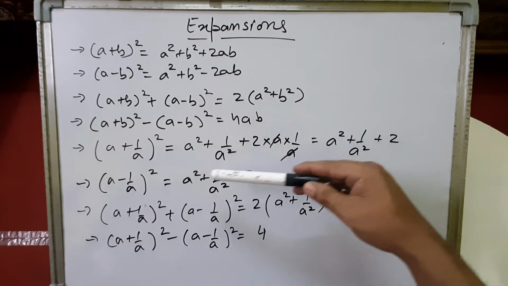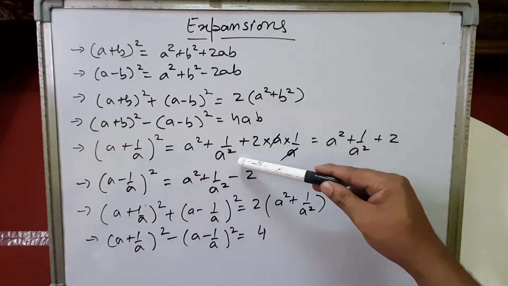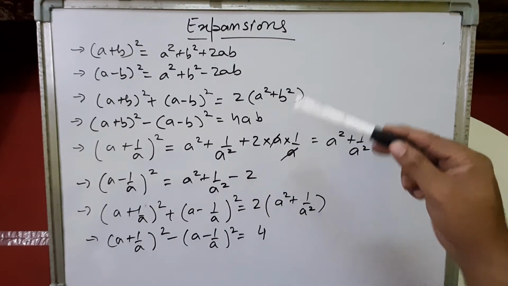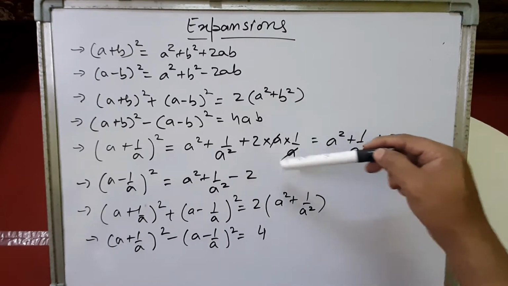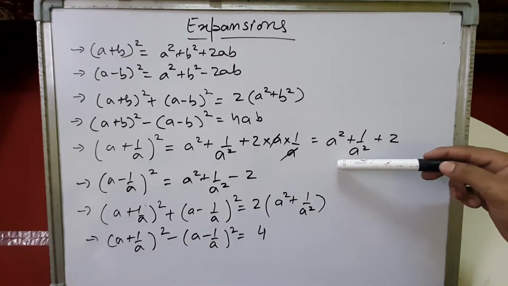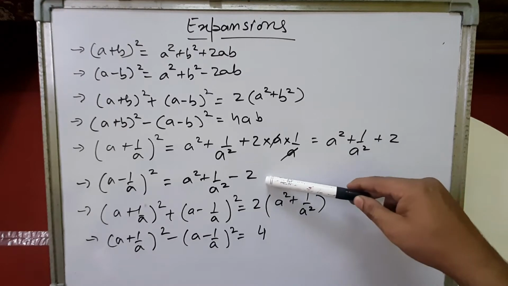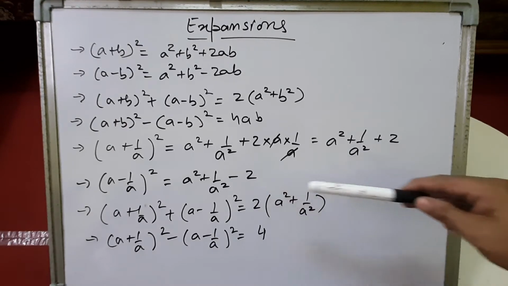Alright, the formula for (a + 1/a) whole square is a² + 1/a² + 2ab, right? So a into 1/a, this a and a will get cancelled, we'll get 2 here. So (a + 1/a) whole square is a² + 1/a² + 2. (a - 1/a) whole square is a² + 1/a² - 2.